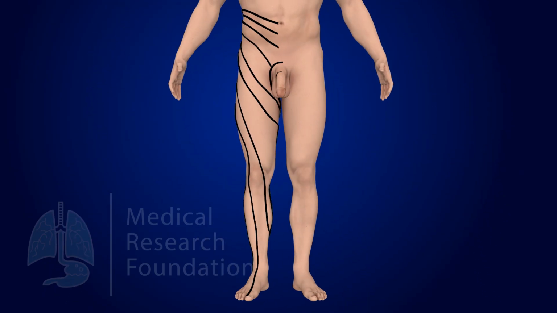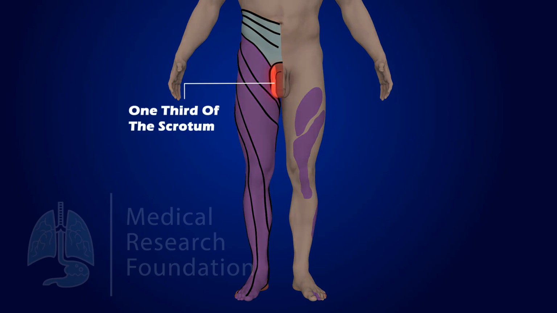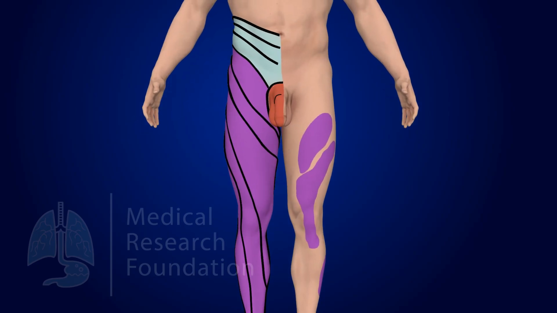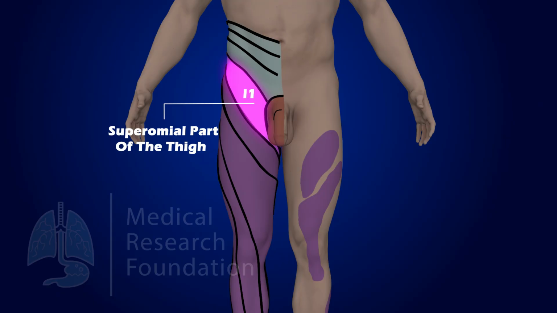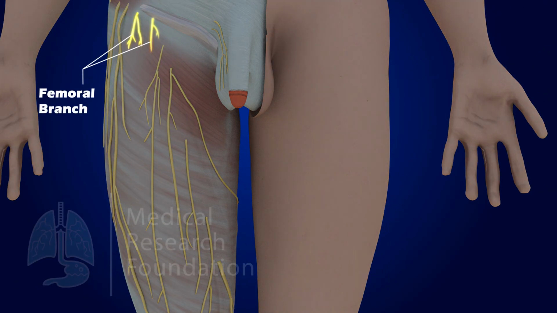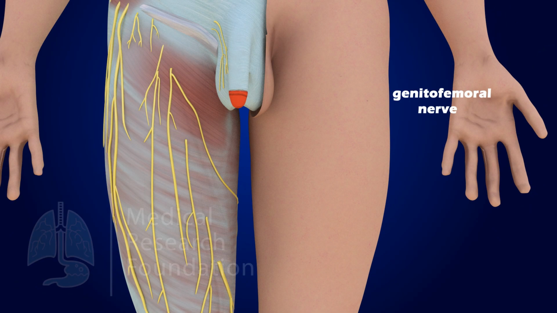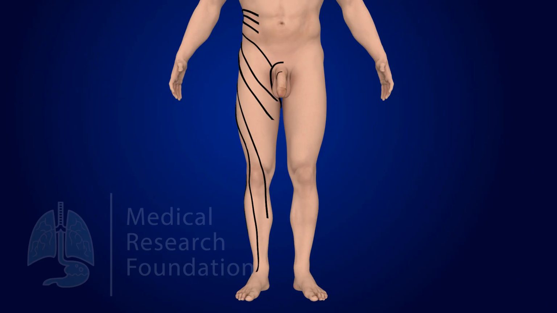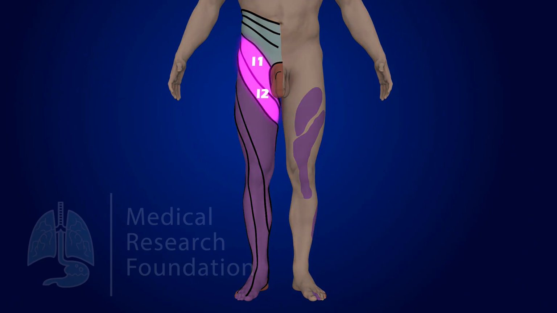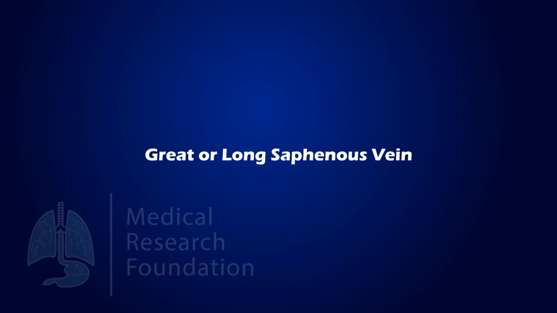the anterior 1/3 of the scrotum and the superomedial part of the thigh. The femoral branch of the genitofemoral nerve, L1, L2, pierces the femoral sheath and the overlying deep fascia, 2 centimeters below the mid-inguinal point.